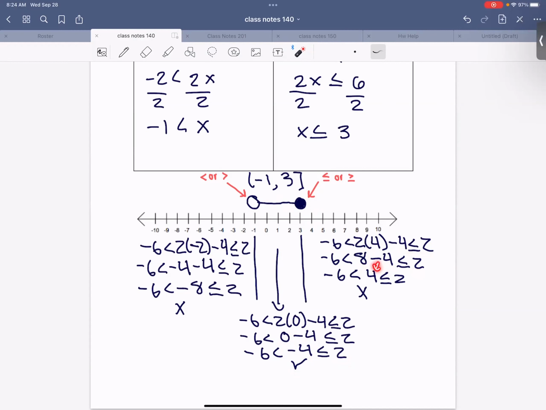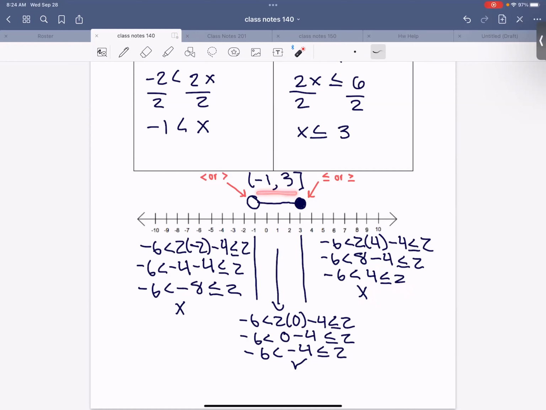8 minus 4 equals 4. I have -6 less than -4 less than 4 less than or equal to 2. And that's not right because 4 is greater than 2. Perfect job. I made you explain a lot here, but thanks for doing that.